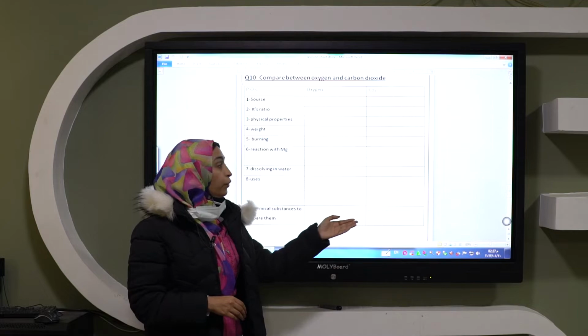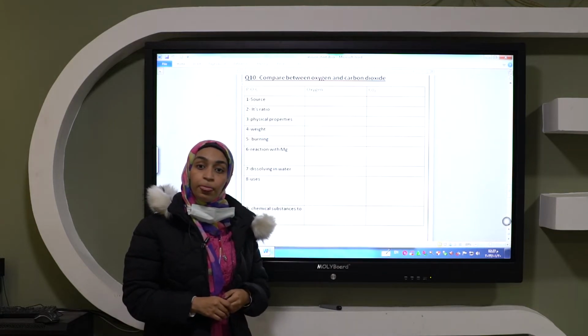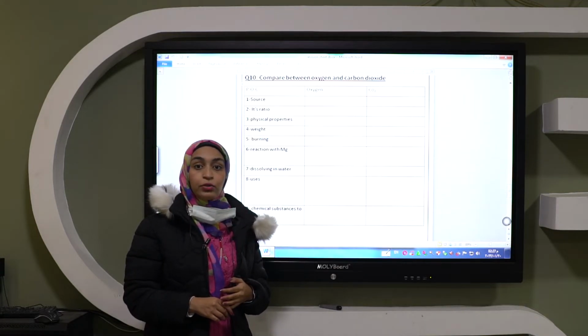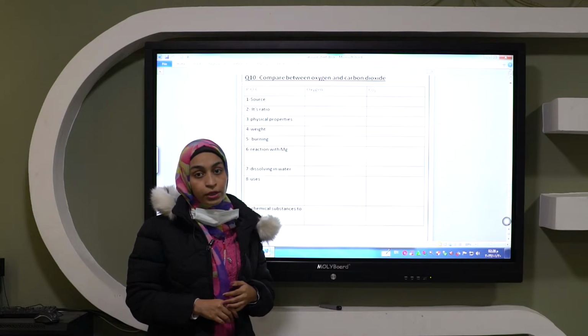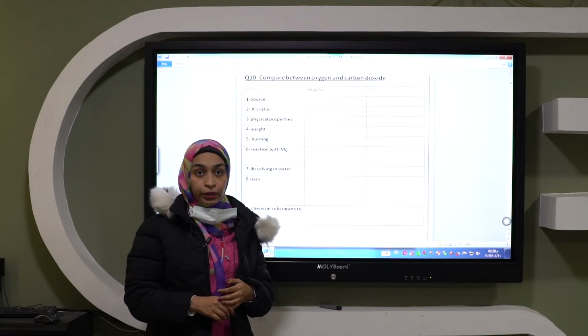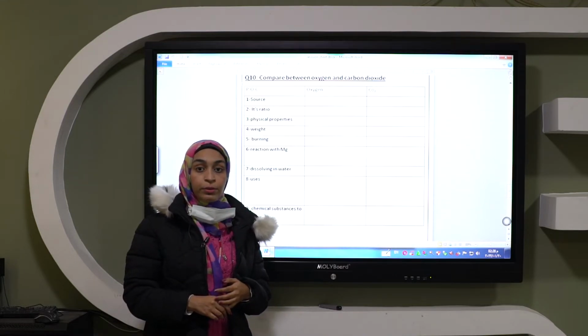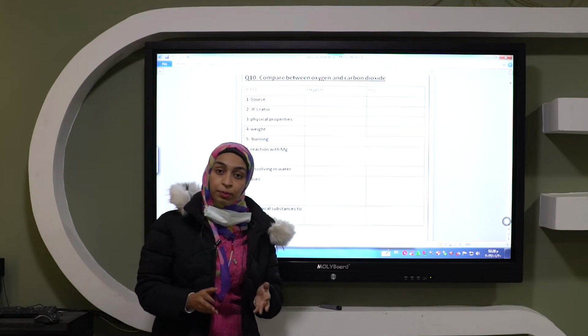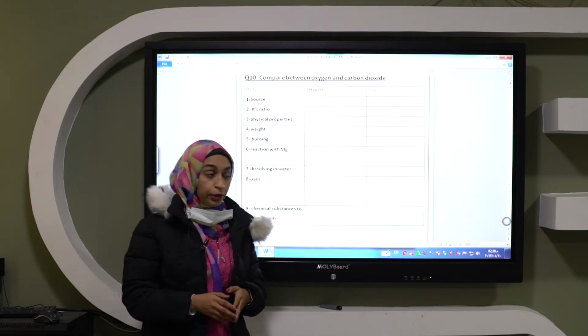What about the uses of carbon dioxide gas? Making soft drinks, making dry ice, photosynthesis process, bubbled bread, and finally extinguishing some types of fires. As we said, it doesn't burn and doesn't help in burning.